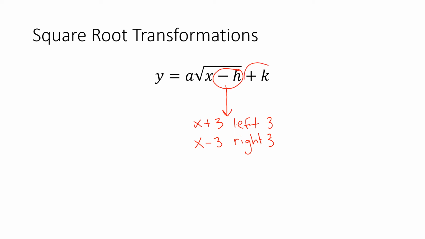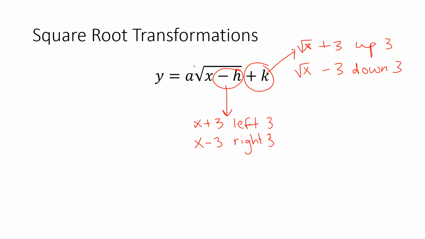Now, the number at the very end, if you have something like square root of x with a plus 3 at the end, that's going to move your entire graph up 3. If you have square root of x and then a minus 3 at the very end, that's going to move your entire graph down 3. So the number on the inside moves it side to side, controlling the x-axis, but the number on the outside is moving your graph up and down, controlling your y-axis.